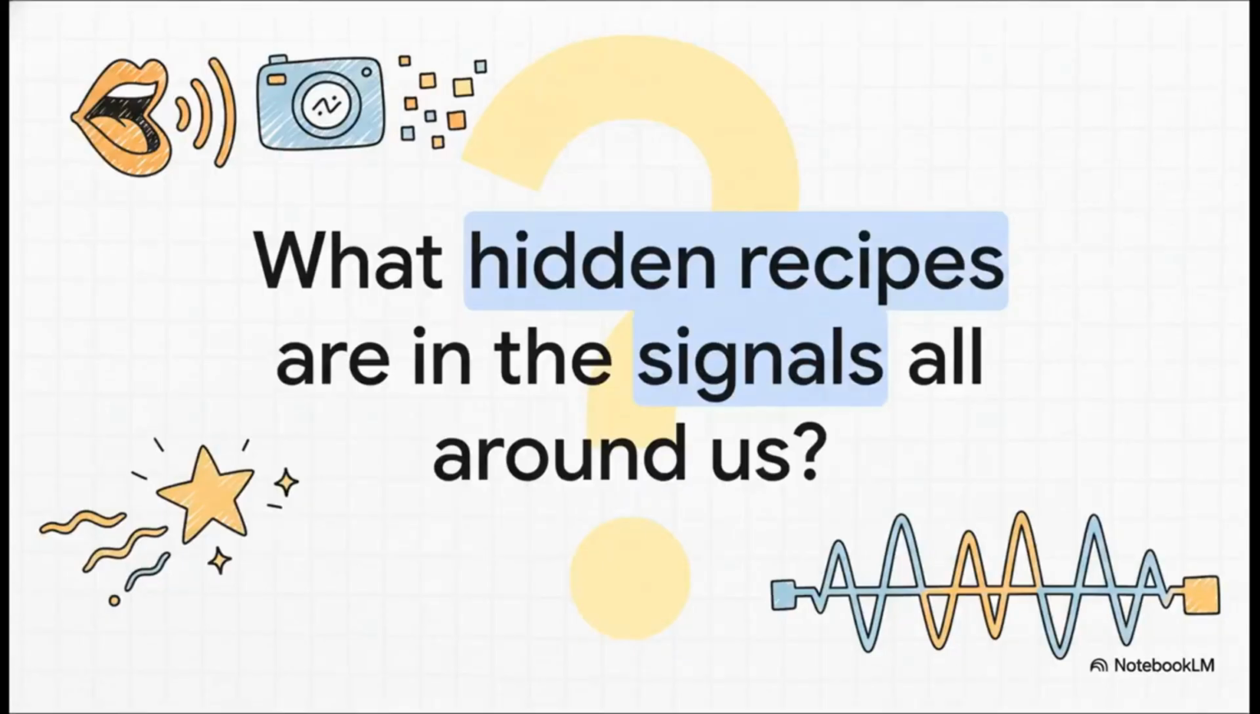Which really leaves us with one last big thought. If we can build something as sharp and, well, unnatural as a perfect square wave using just a bunch of simple, smooth curves, what else is hiding out there? What hidden recipes are tucked away inside the sound of your own voice, or in a digital photo, or even in the light coming from a distant star? It really makes you think, doesn't it? This whole analysis, it's just the beginning.